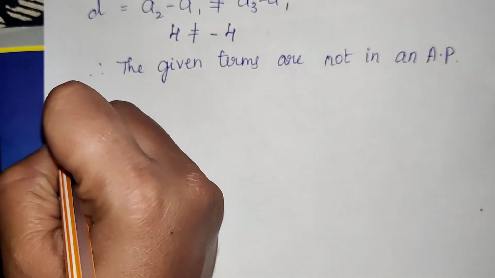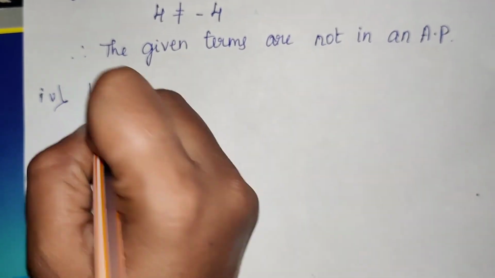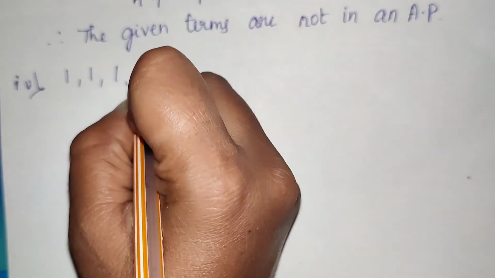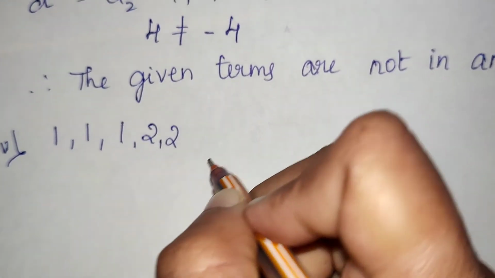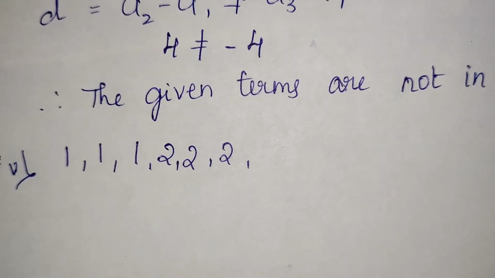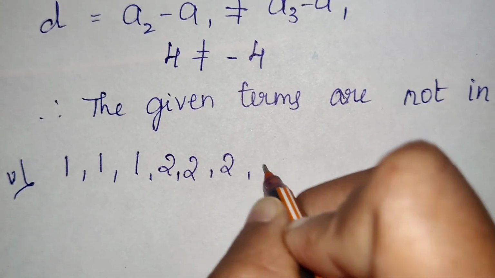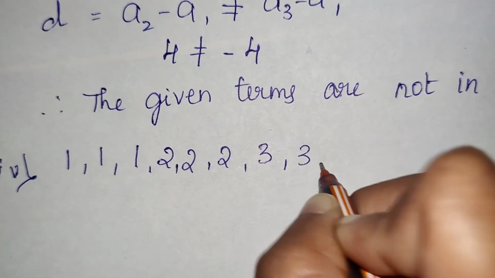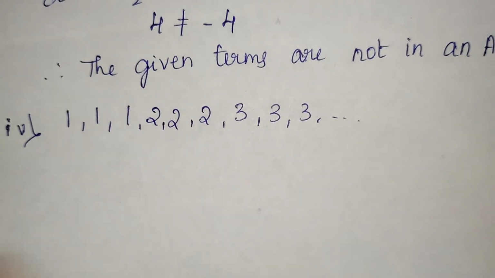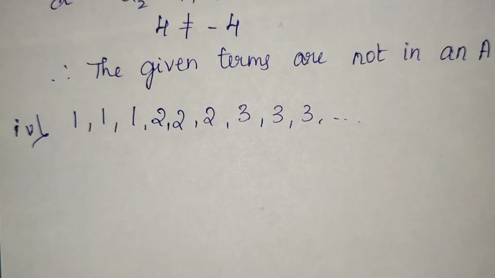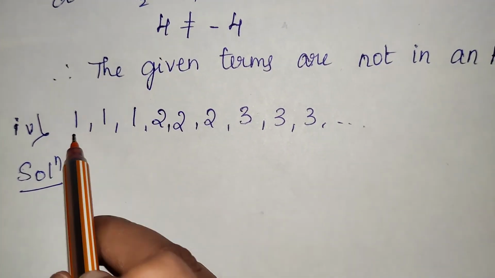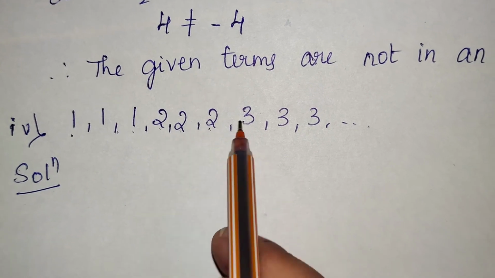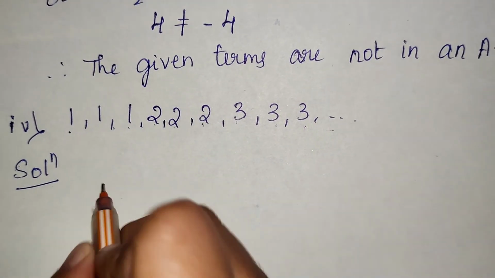Let us see the fourth example. Fourth example, they have given 1, 1, 1, 2, 2, 2, 3, 3, 3. So by looking at this only we can tell it is not an AP, but still let us find the common difference and prove it. So solution, this is our A1, A2, A3, A4, A5, A6, A7, A8, A9. So we have got the 9 terms given.